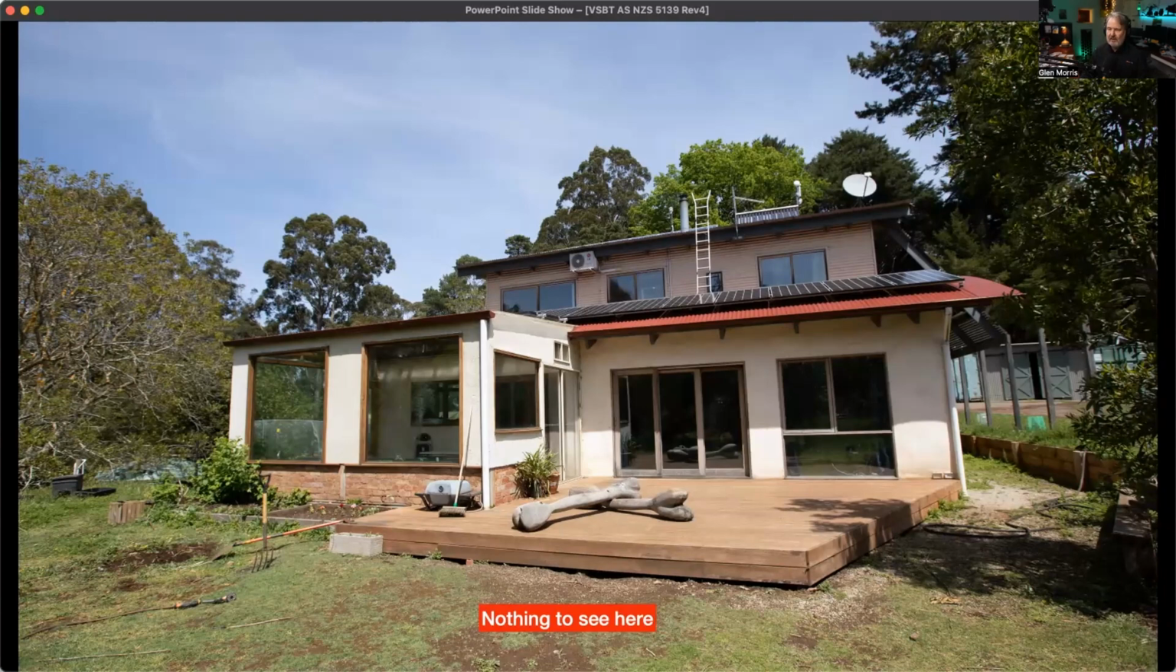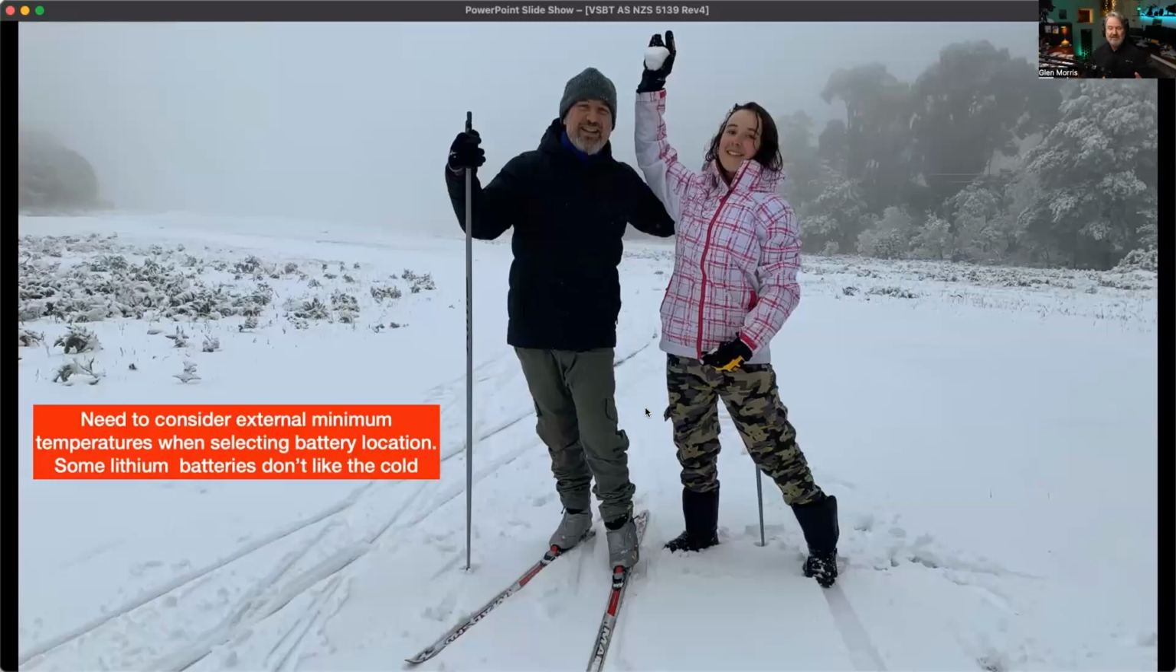Now there's one last thing you should also consider, apart from heat, and that is cold. That's my place in winter. It does snow, and one of the challenges for lithium batteries is they can discharge in cold conditions, but they are generally difficult to recharge. In fact, they won't let you recharge in cold conditions.